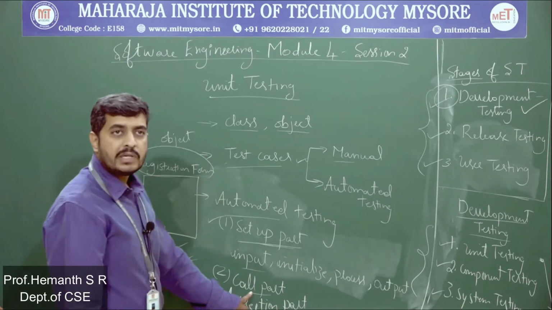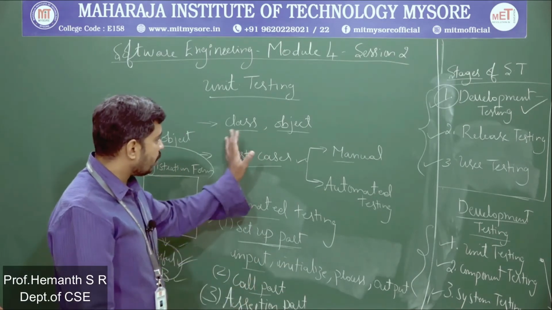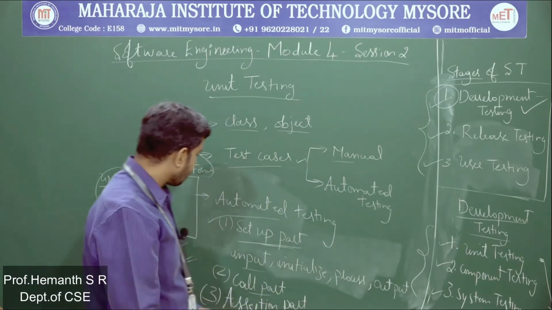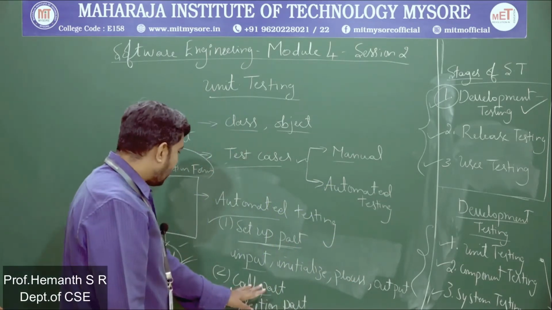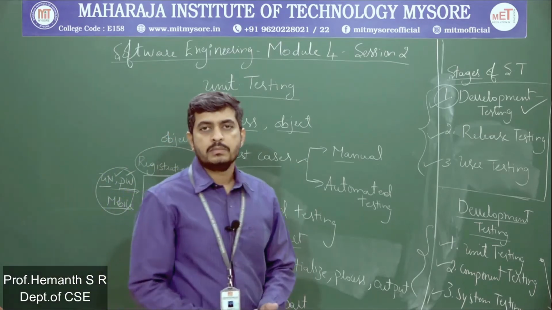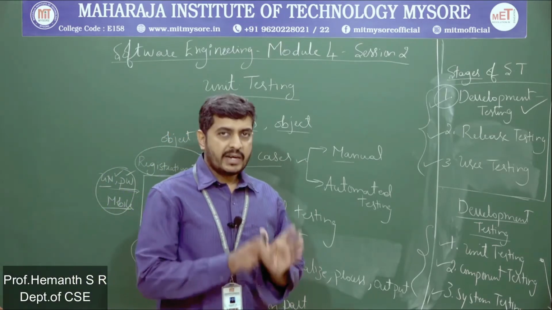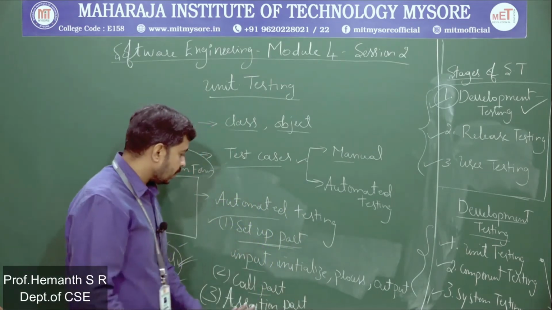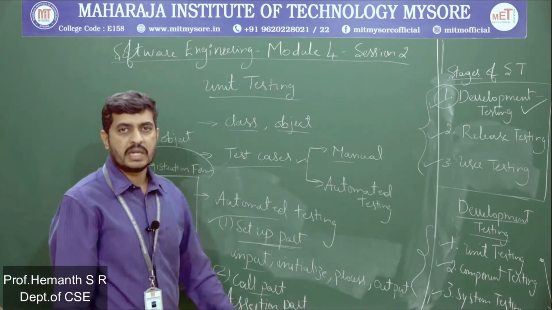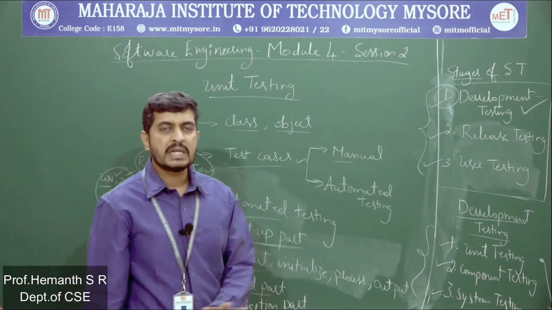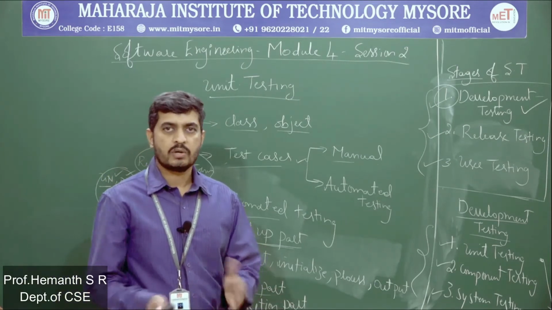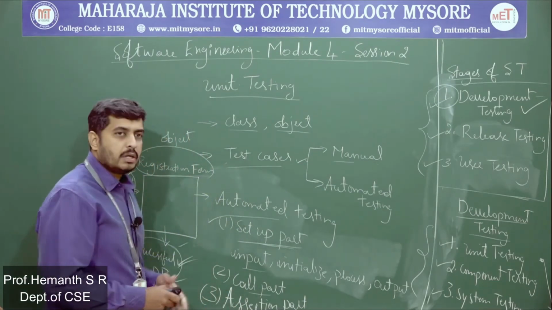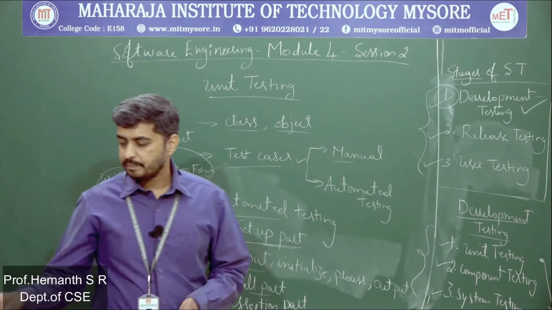The call part will typically call the object, class or smallest unit that needs to be tested. The call part will result in an outcome, and if that outcome matches the expected outcome, we claim that the assertion is true. That is the third part, the result: pass or fail. So that was all about automated testing.